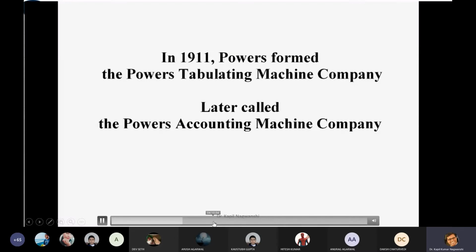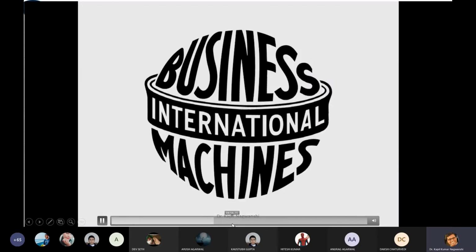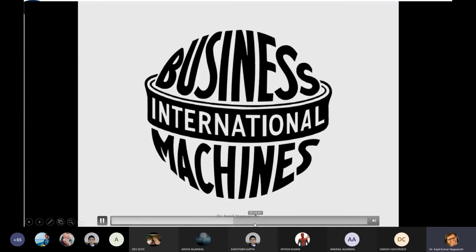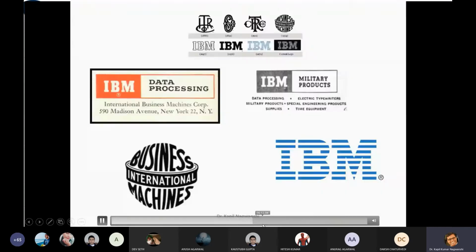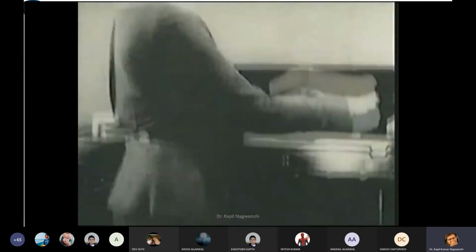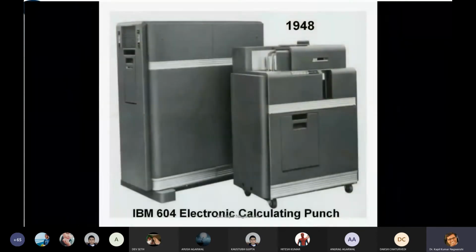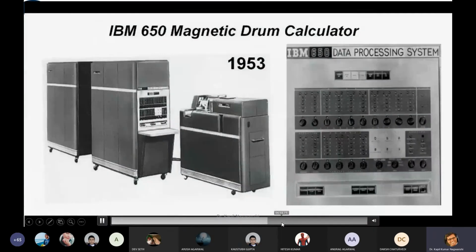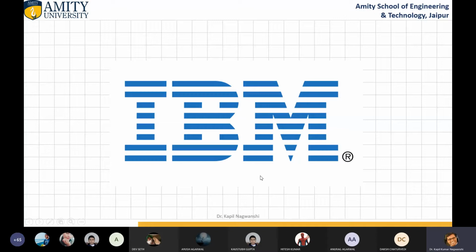In 1911, Powers was the leading company in supplying machines for the shipping market. It became the major supplier to the government, and the electronic control circuits provided flexibility in programming, such as in the highly successful IBM 604 electronic calculating punch, introduced in 1948. In 1953, IBM announced the 650 magnetic drum data processing machine, one of its early computers.